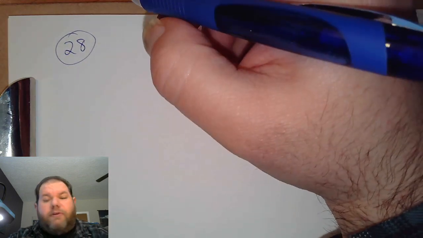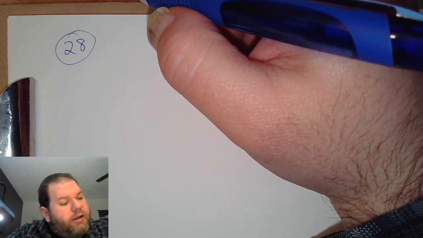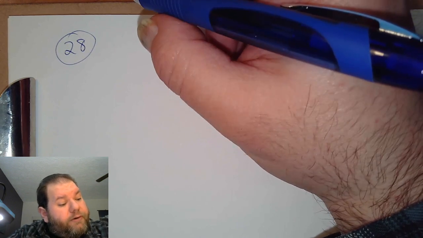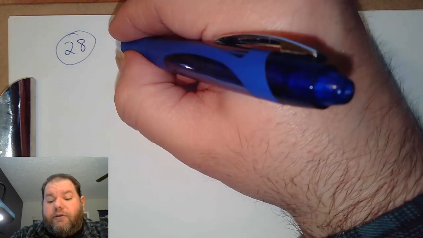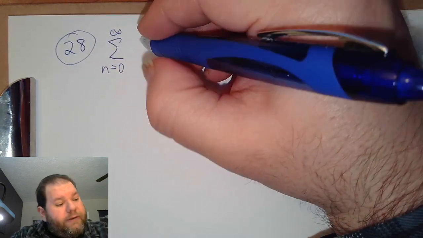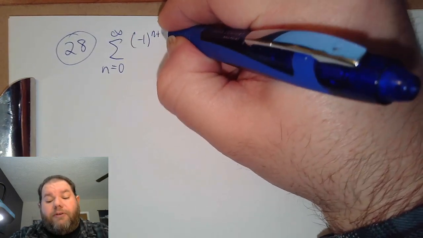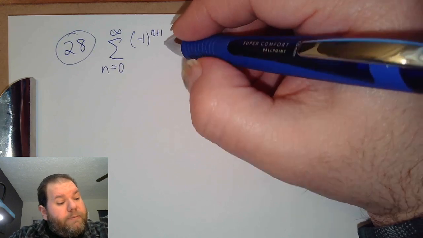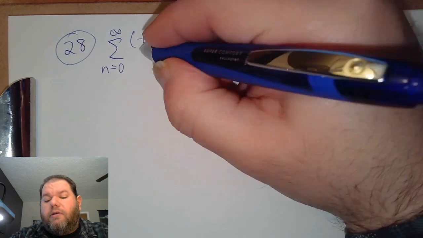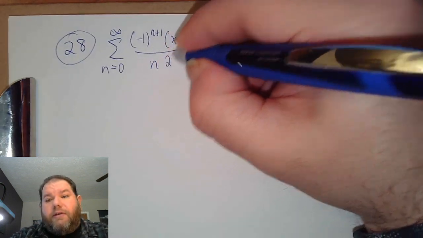I think this one is not centered at 0, so it has a little bit more interesting things going on. There are a few more terms involved here also, which I think will make it interesting too, just to see how everything interacts and gets dealt with. So negative 1 to the n plus 1, x minus 2 to the n, and then on the bottom we have n times 2 to the n.